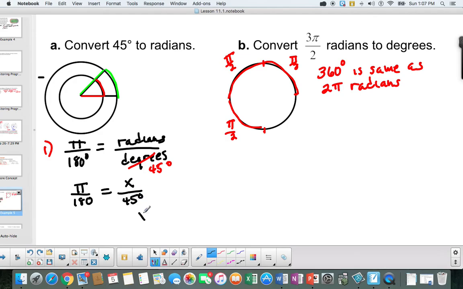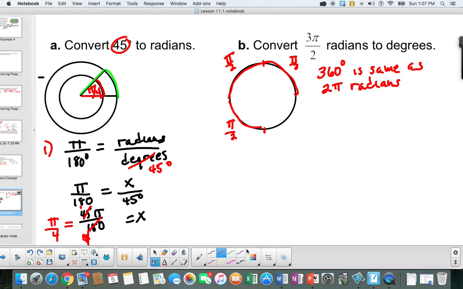I'm going to solve for x, and that means I'm going to cross multiply: 45 pi all over 180. I can reduce, this is going to be 1, and then 45 goes into here, no, it's not 8 times, it is 4 times. So this answer is going to be pi fourths. So we say that this angle of 45 degrees is also pi fourths.